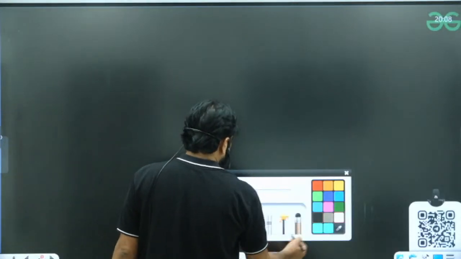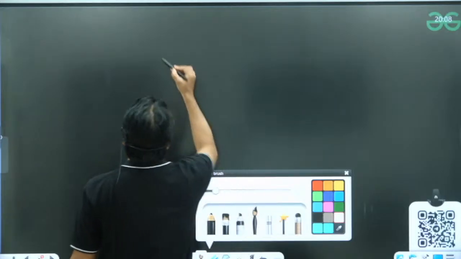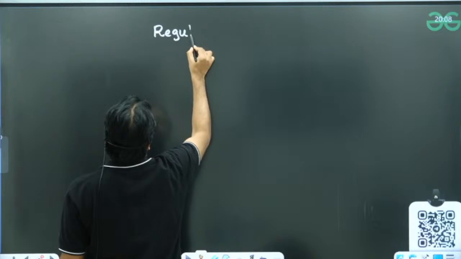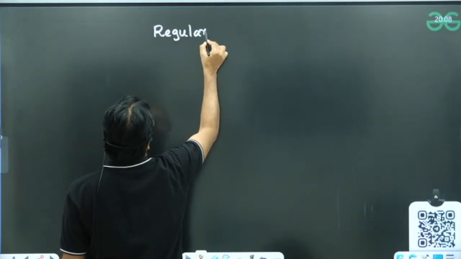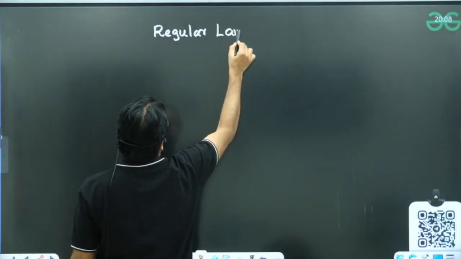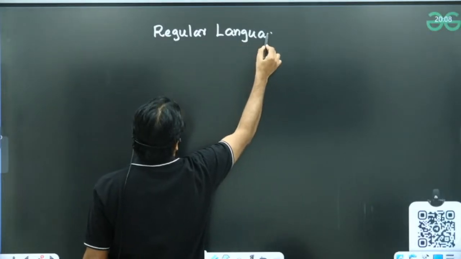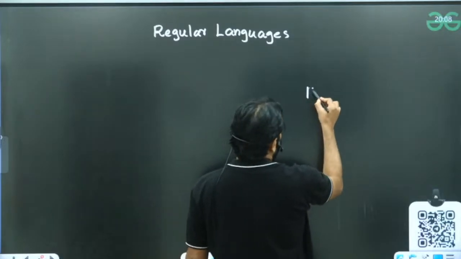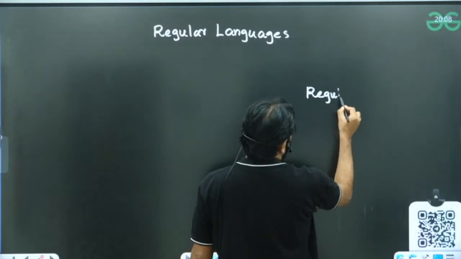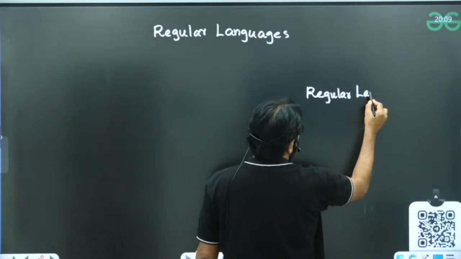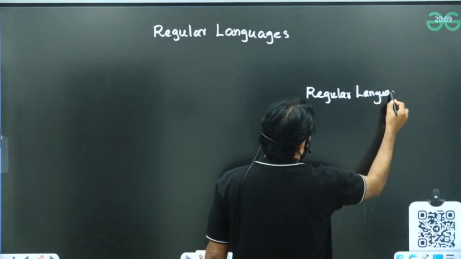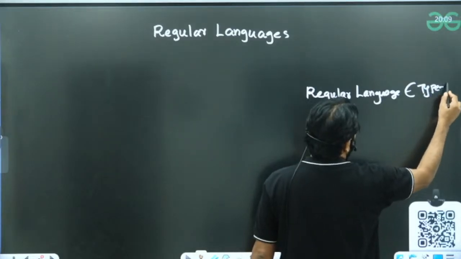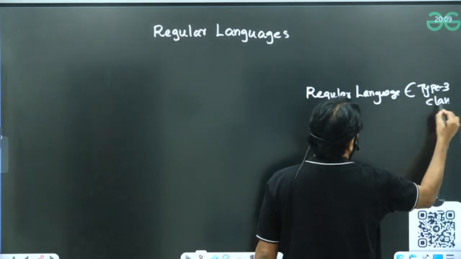This session is all about the first topic, regular languages. Regular languages are one of the types of languages in our Chomsky hierarchy, right? Regular languages are in the type 3 class. Every regular language that you are going to study belongs to the type 3 class, because the type 3 class has an infinite number of regular languages.